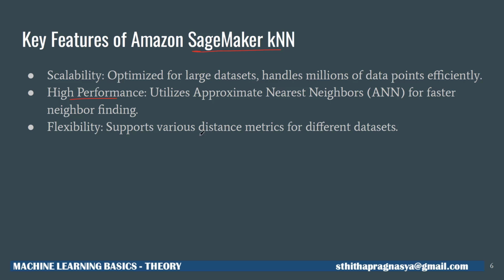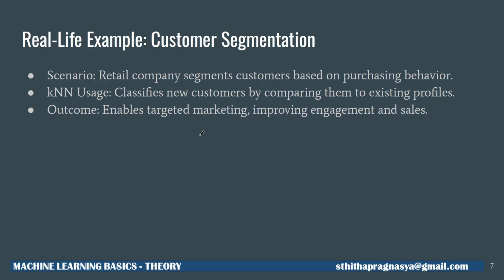Now that's theory. If you didn't understand, don't worry about it. Sometimes when you explain something with an example, you will understand more. Some real life examples include customer segmentation. Let's say there is a retail company which wants to segment its customers into different groups based on purchasing behavior. So how is kNN used here?